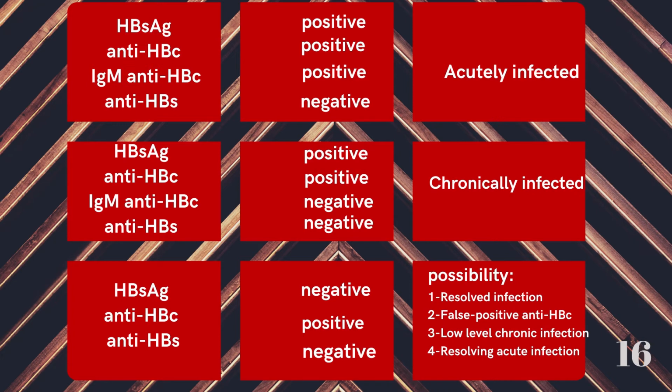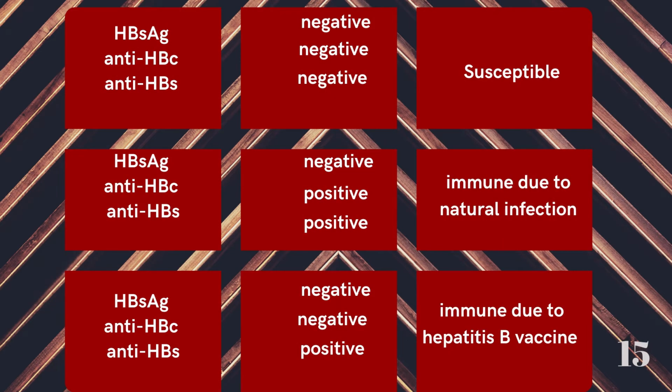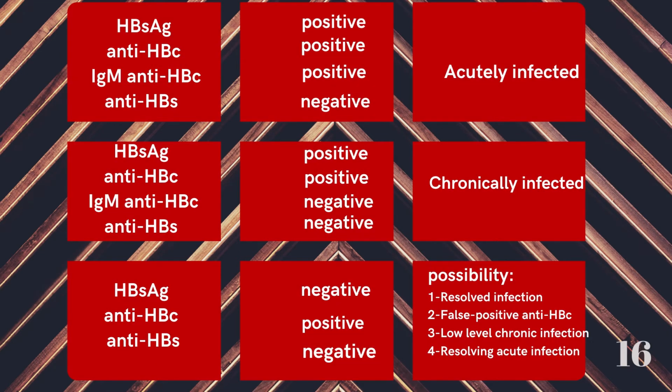لكن لو كان hepatitis B surface antigen is positive, this is an acute infection or it might be a chronic infection. Is this clear? If hepatitis B surface antigen is negative, anti-hepatitis B core is negative, and anti-hepatitis B surface antibody is positive, only one is positive: anti-hepatitis B surface is positive.